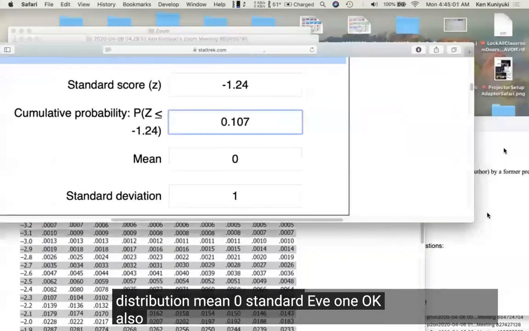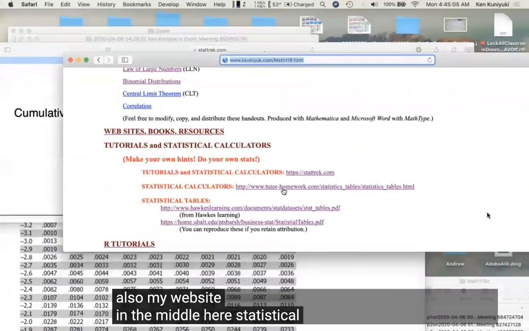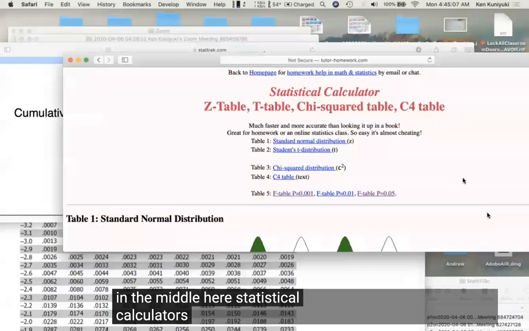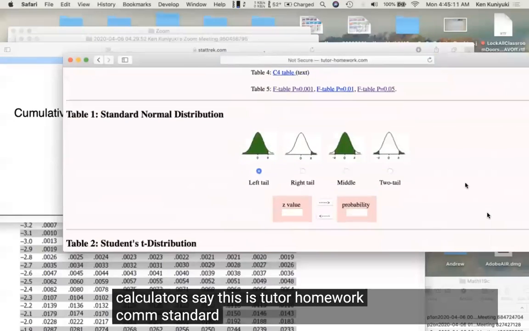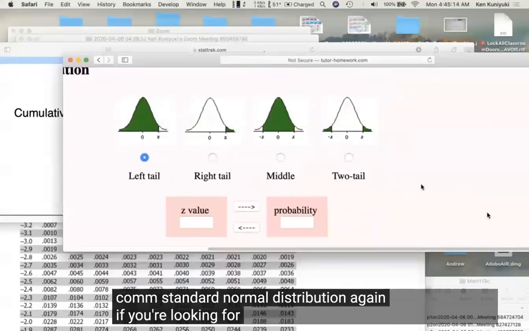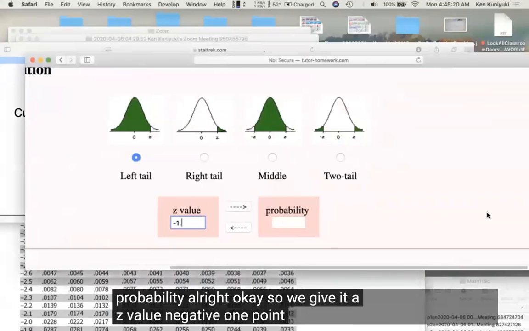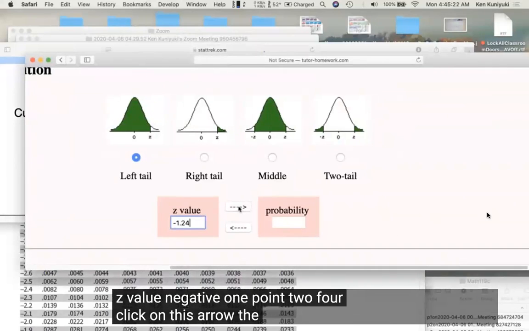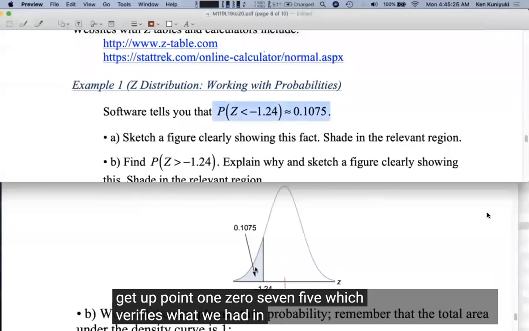Also on my website, in the middle here, statistical calculators. This is tutorhomework.com, standard normal distribution. Again, if you're looking for a left tail probability, we give it a z-value, negative 1.24. Click on this arrow, and the probability we get is 0.1075, which verifies what we had in our table here.